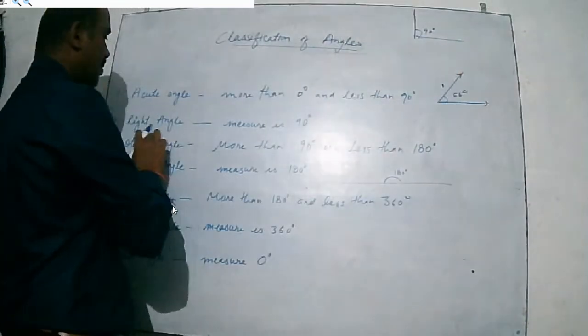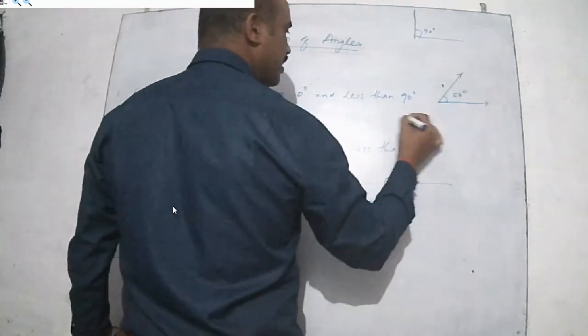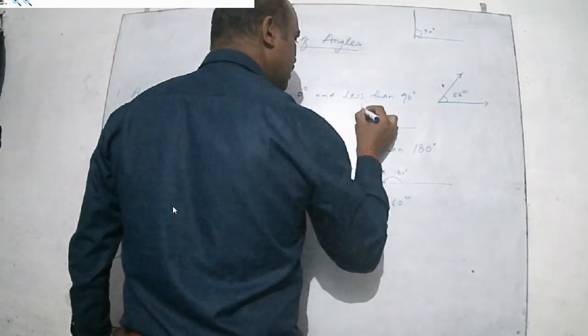And if we talk about right angle, the measure is 90. So the measure is 90. So this is the way.